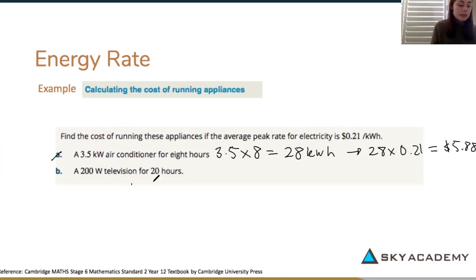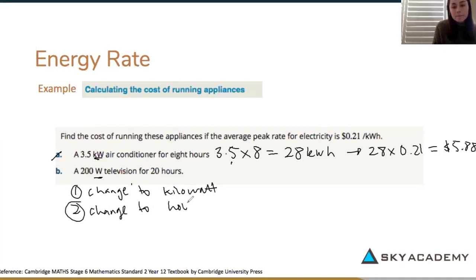So first I'm going to notice a difference between A and B. In A, I had kilowatts, so all I had to do was add the hour part to make it kilowatt hours. This time, I only have the watt part. So first, I have to change it to kilowatt. And then my second step will be to change to hours. So firstly, 200 to kilowatt, I have to divide by 1000.